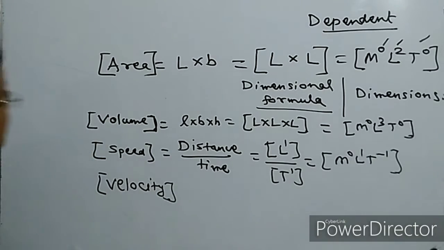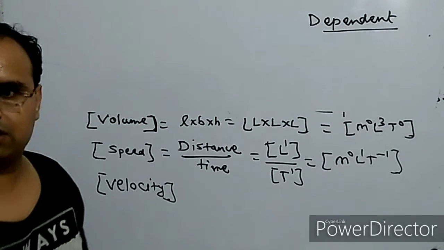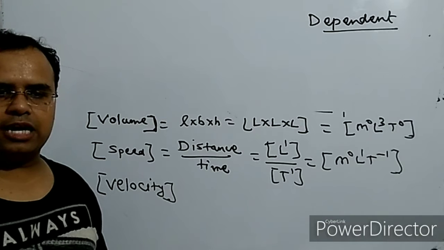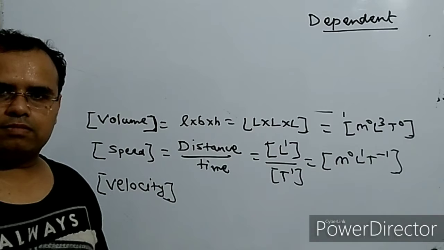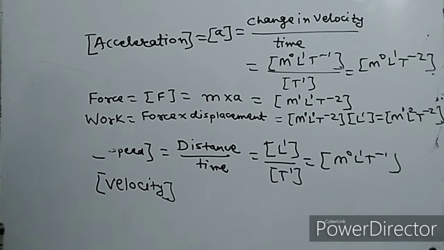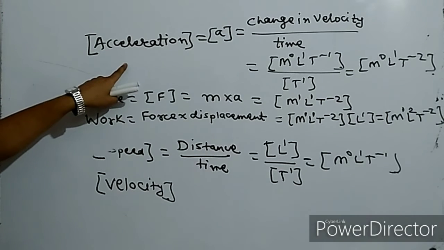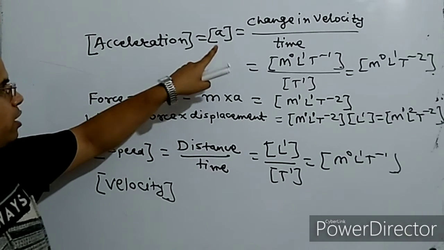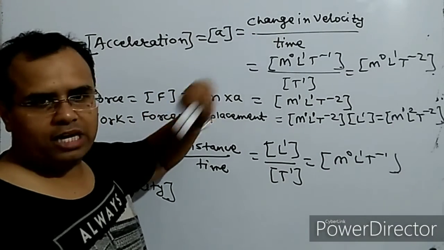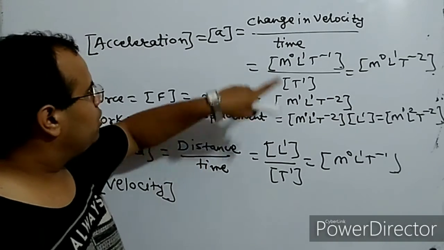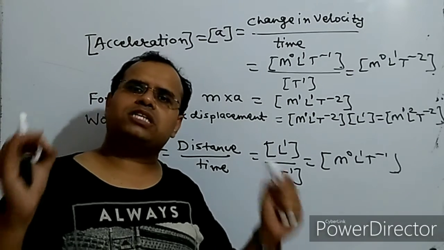Okay. Next, let us take acceleration. The next dependent physical quantity is acceleration, denoted by A, written in square brackets to represent its dimensional formula. Change in velocity upon time is the formula of acceleration. Velocity or change in velocity, both will have the same dimension.